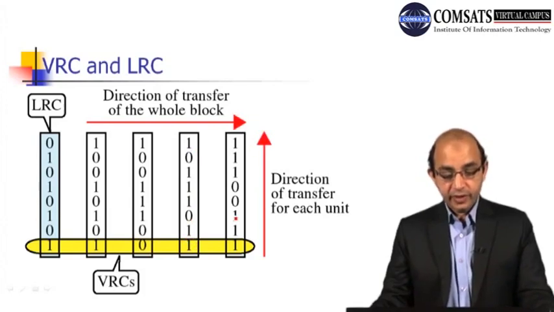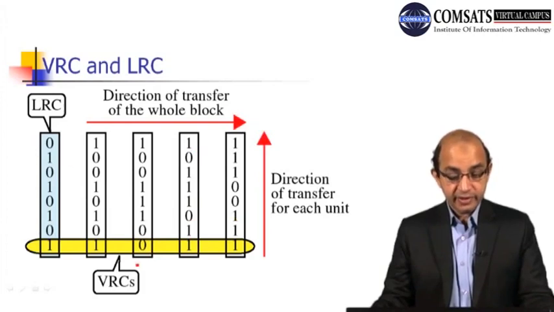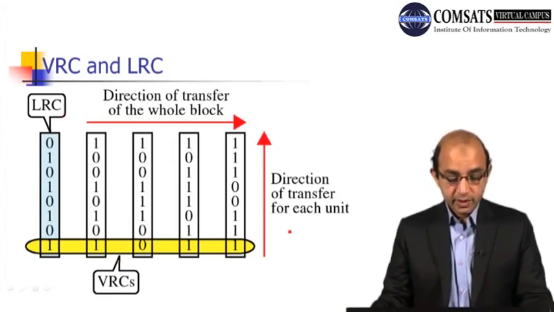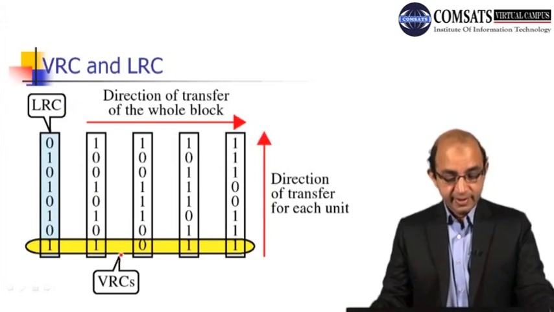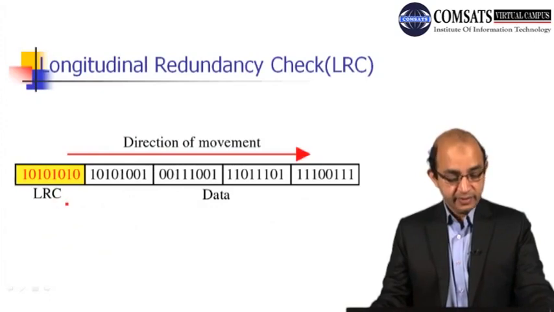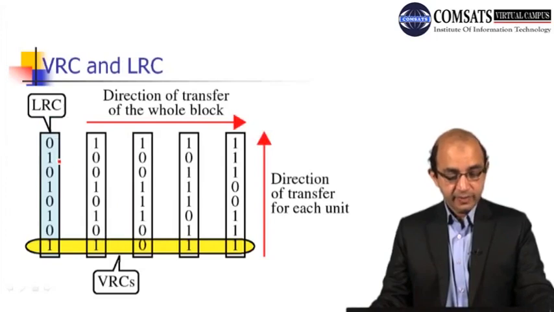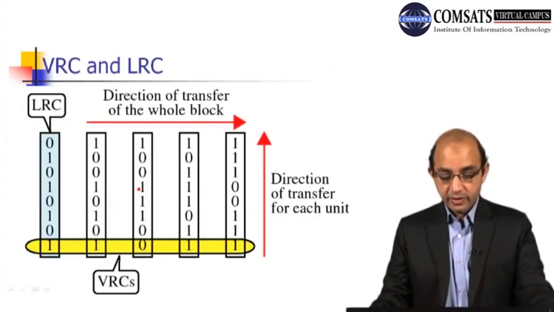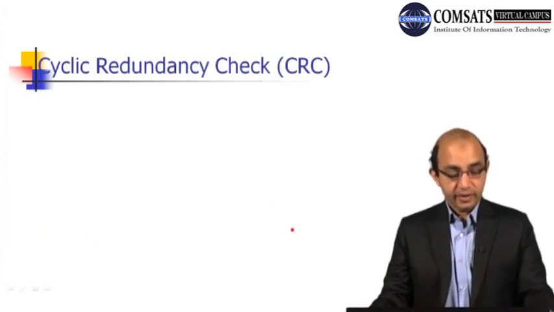So you can see that we are using VRC by placing parity bits, and then we have to introduce LRC. So this whole row can be considered, because these all are parity bits. If I go back, so this is LRC, right? So if I place this data in such a way, this will be LRC and this is the data bit transfer of each unit. So this is the direction of transfer of the whole block, right?